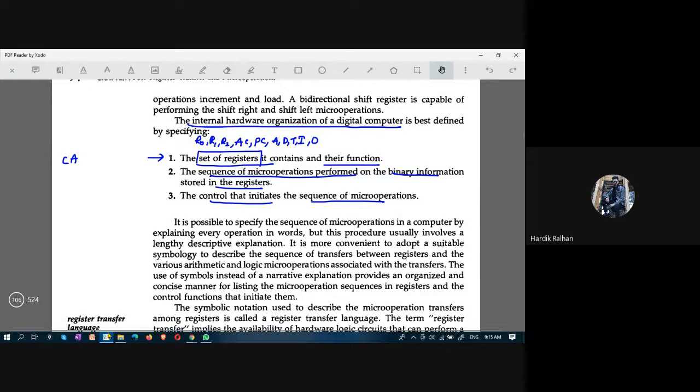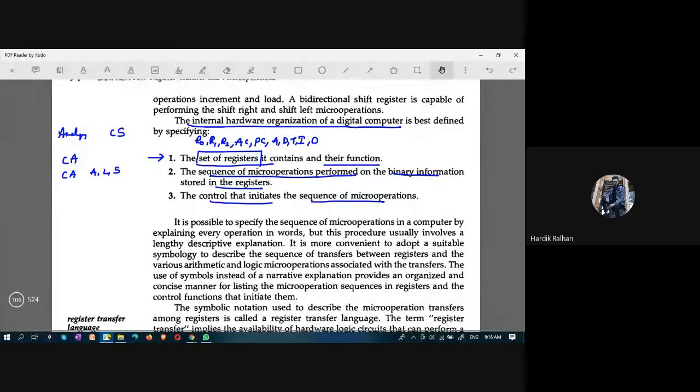Sequence of micro operations performed. What operations can you perform on the binary information stored in the register? If I take a generic analogy, in your CA notes, what is the use of your CA notes? You can read them, you can recall, make important points. And then what do you do in a computer system? This side is the computer system. This side is the sequence of micro operations, meaning you can perform arithmetic operations, logical operations, shift operations. Various operations can be performed.